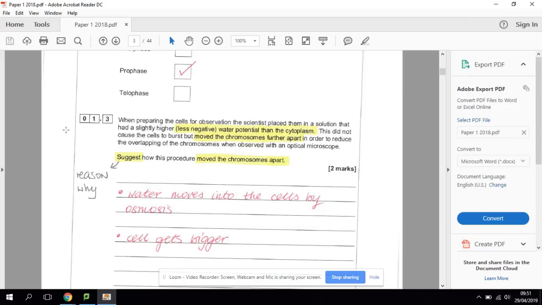Okay, so as we can see here, what I've highlighted, it's less negative, but did not cause the cell to burst. So what that means is that water moves into the cell by osmosis and the cell gets bigger. Okay, the cell gets bigger but does not burst. Right.